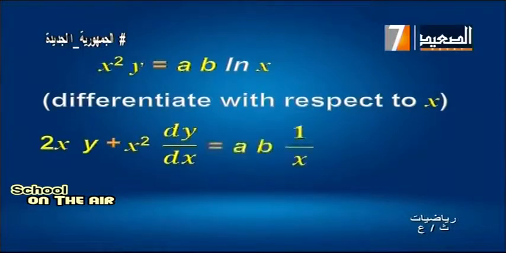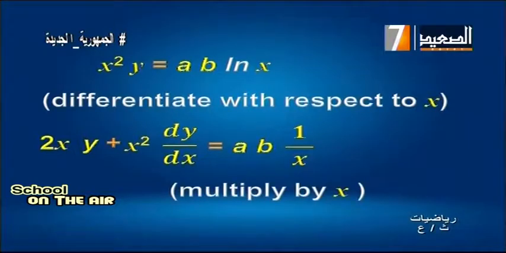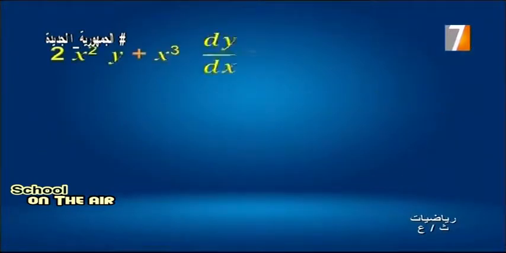Equals the right hand side ab ln x, where a and b are two constants. Then ab times the derivative of ln x, which equals 1 over x. Now multiply both sides by x. Then the left hand side 2x^2 y plus x^3 dy/dx equals the right hand side ab.